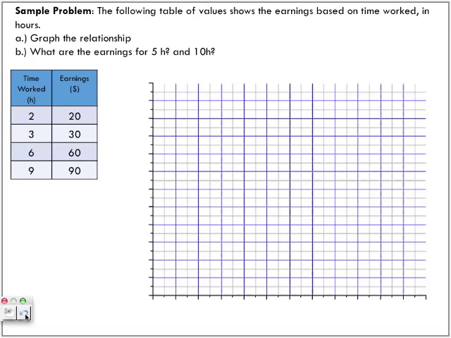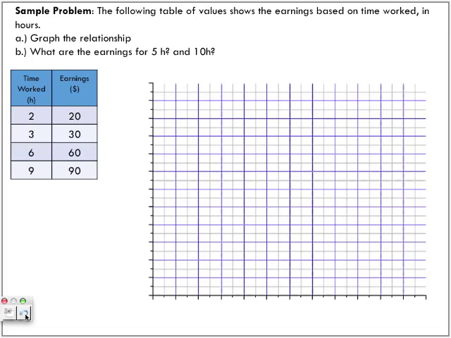Let's look at the first sample problem. The following table of values shows the earnings based on time worked in hours. Graph the relationship and find the earnings for 5 hours and for 10 hours. So now we have a table of values which only has 4 sets of points.